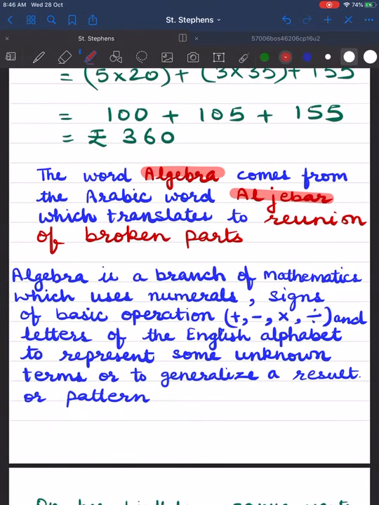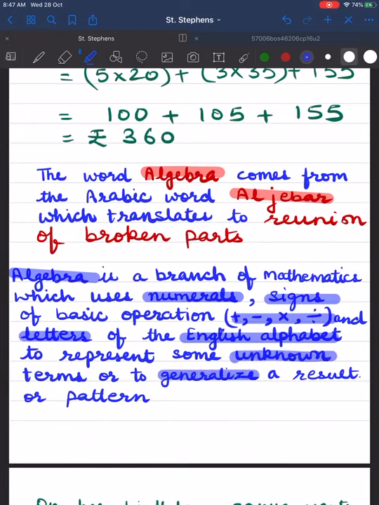Algebra is a branch of mathematics which uses numerals from 0 to 9, signs of basic operations, plus, minus, multiplication, division, and letters of English alphabet to represent some unknown term or to generalize a result or pattern. Let's look at the following example to understand how result or pattern is generalized.